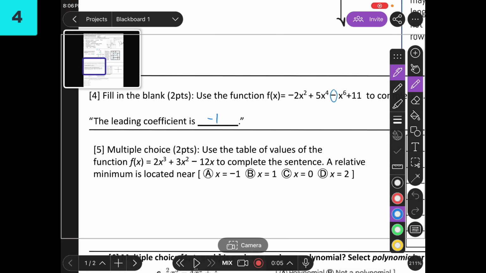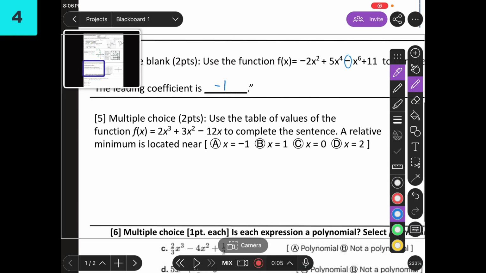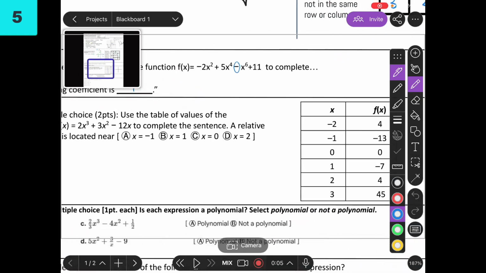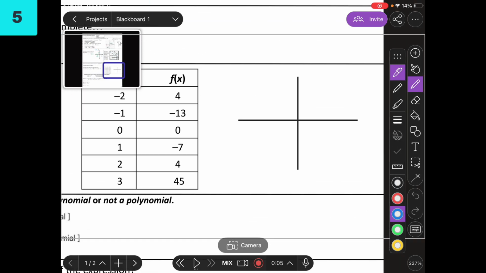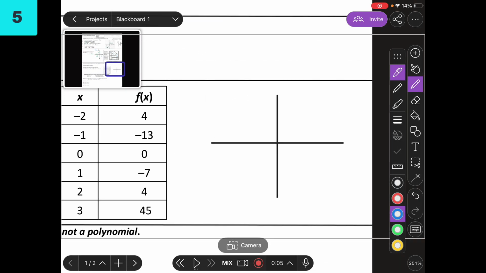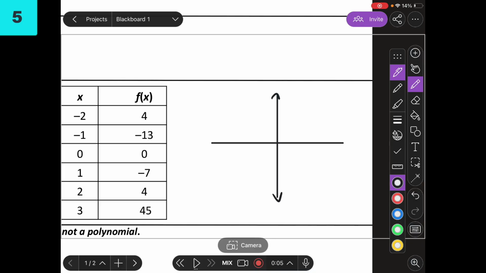Okay, next up, we have this question. They're asking you about using this table. What I like to do is sketch this. So let's go ahead and try to sketch. If I sketch this, I can go ahead and maybe write down some points. I can use -2, -1, 0, 1, 2.